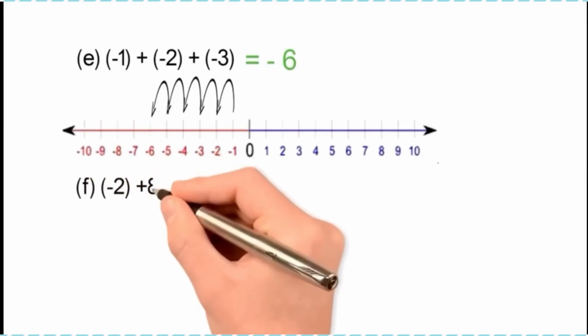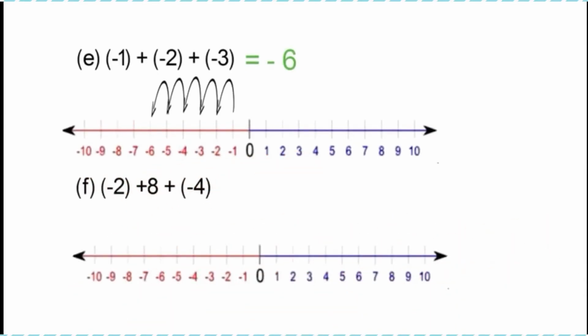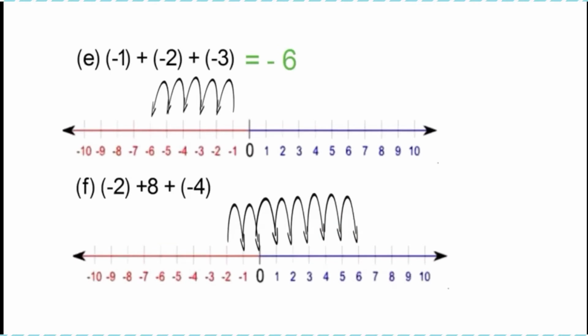Easy. F, minus 2 plus 8 plus minus 4. From minus 2, we are going to jump towards the right hand side for plus 8. 1, 2, 3, 4, 5, 6, 7, 8 and I have reached 6. Again from 6, I have to go towards the opposite side for minus 4. So from 6, going the opposite way, we reach 2. So the answer is 2.